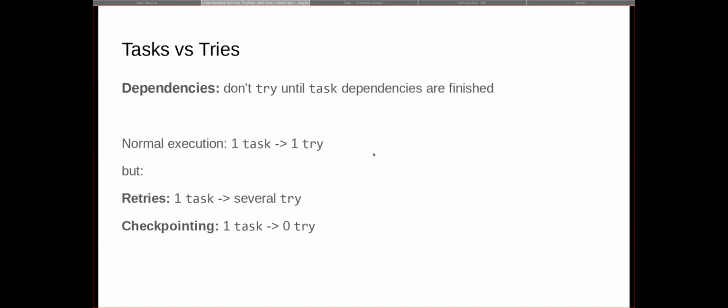The cardinalities differ as well. So normally you submit a task and it runs. But if you've got retries turned on, then I submit a task, I make an app invocation, and maybe there are failures and Parsl retries. So every time it retries, it's a try. They're the same word almost, okay? Or you might be using checkpointing, in which case you ask Parsl to run a task, you make an invocation, and Parsl says, hold on, I've run this before, I don't need to try. So you'll have a task record, but there won't be any corresponding try records.